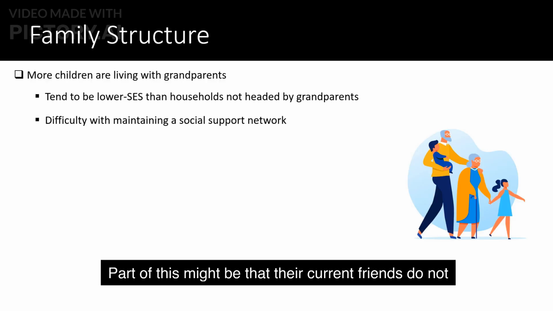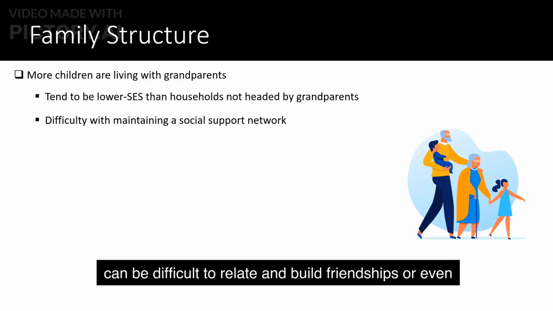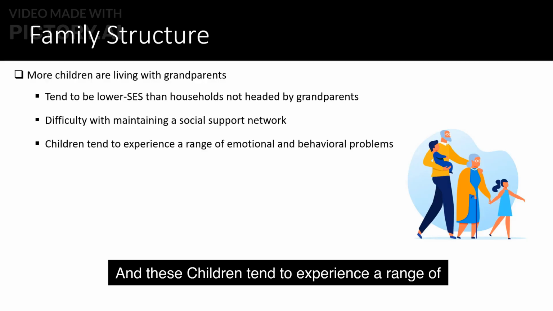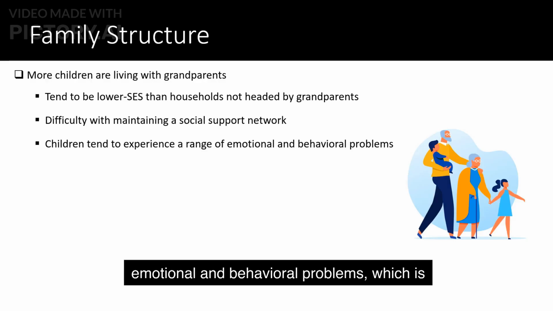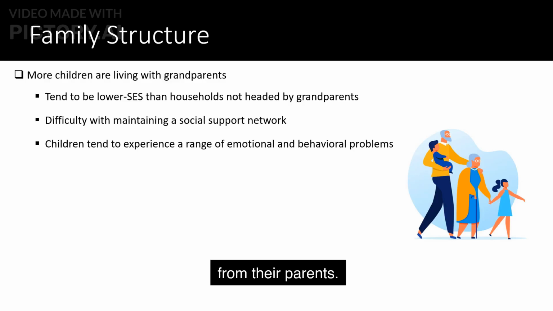Part of this might be that their current friends do not relate to their situation, or other parents with children of the same age are in a different generation, and it can be difficult to relate and build friendships, or even just keep up with changing parenting norms. And these children tend to experience a range of emotional and behavioral problems, which is sometimes due to them having previous separations from their parents.